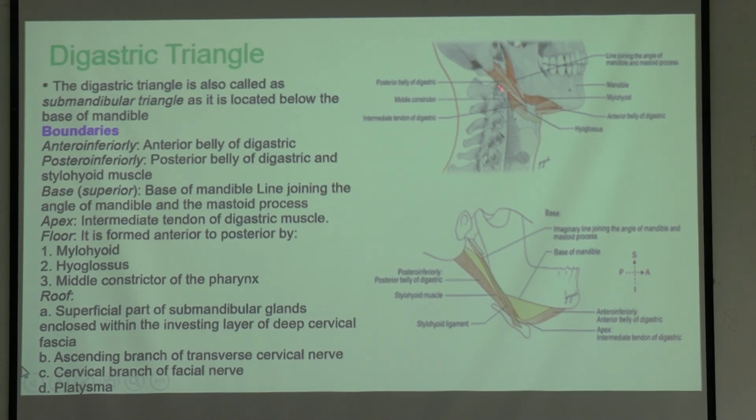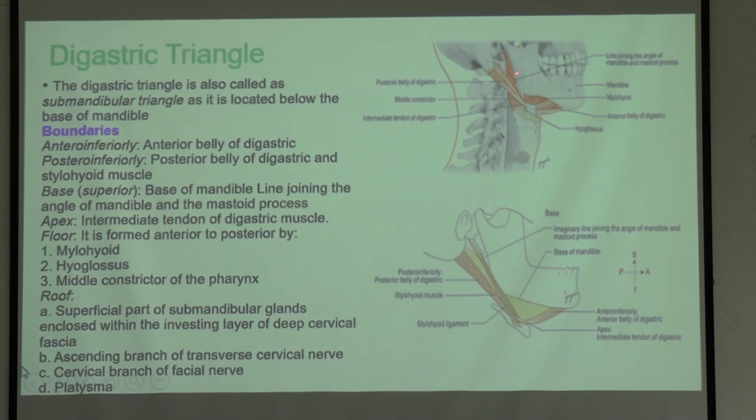So this is the digastric triangle. This is the central tendon of the digastric muscle, which is attached to the hyoid bone at the junction between the body and the greater cornu of the hyoid bone.